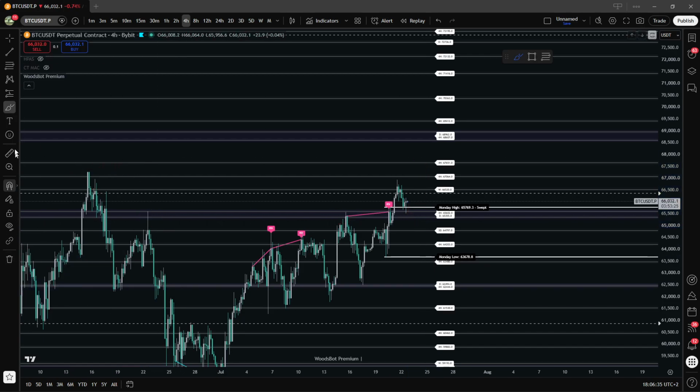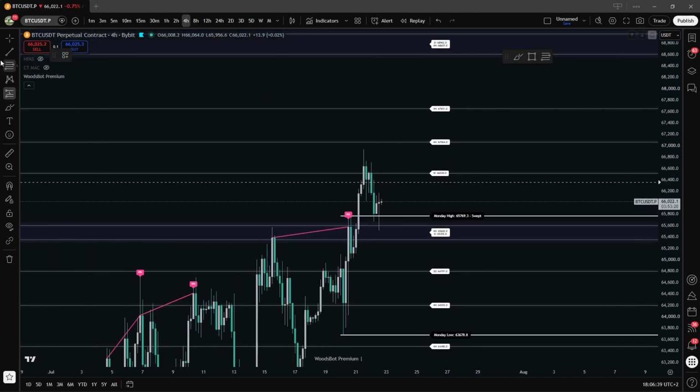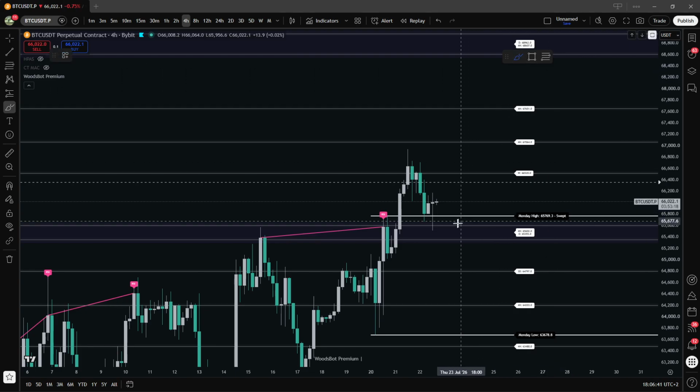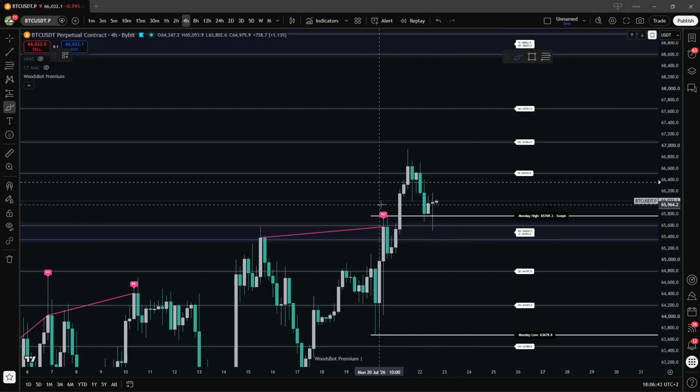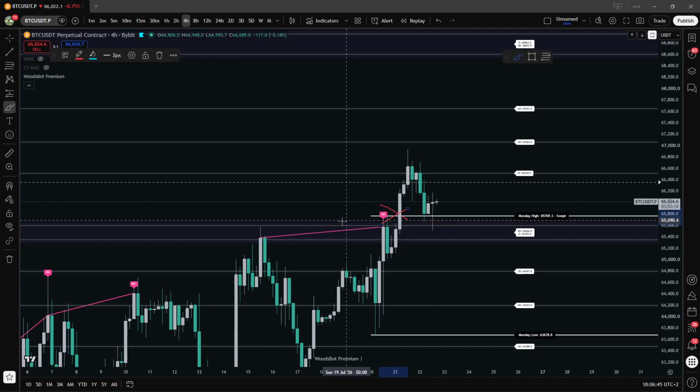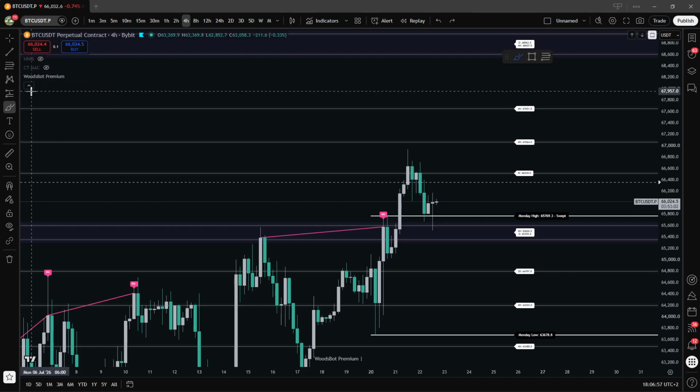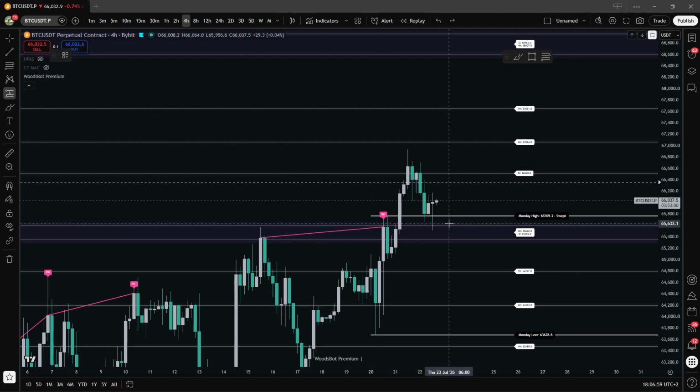And at the moment, I'm currently long at this Woodsbot level. So price action retested the Monday high range, right? So it flipped the Monday high range, and it retested this Woodsbot level. So this is where my entry is at the moment. I'm not risking too much on this position, but this is where my long entry is.